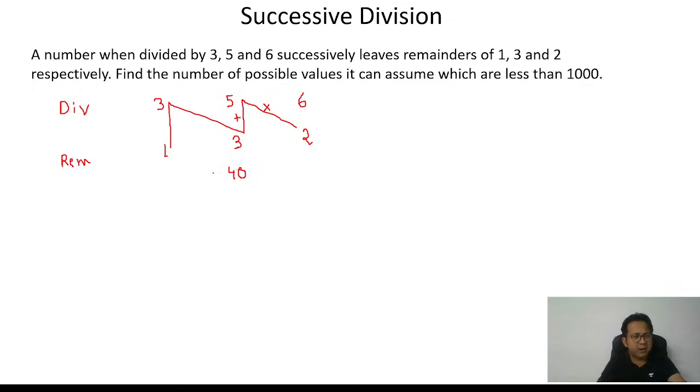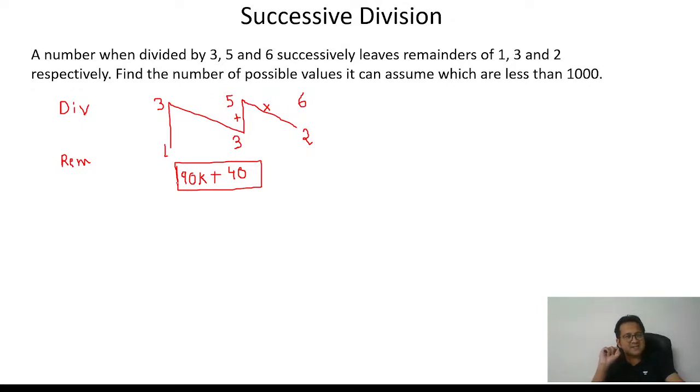What is the next number? The next number will be of the format 3 into 5 into 6. Can you see the divisors? Just multiply. 3 into 5, 15. 15 into 6, 90. So the number will be of this format: 90k plus 40. And you can go ahead and solve it. Let's say it is less than 1000. 90k plus 40 should be less than 1000. Find out the value of k. I'm not going to get into that.